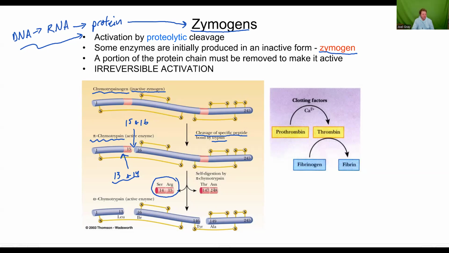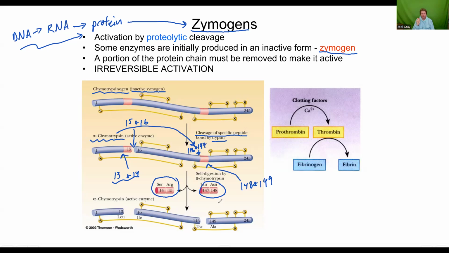What also happens is this pi chymotrypsin cuts right here, and I'm going to put the numbers above it. So 146 and 147, and then between 148 and 149. Okay, so it's going to basically cut out two dipeptides.